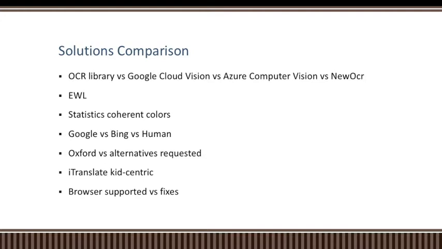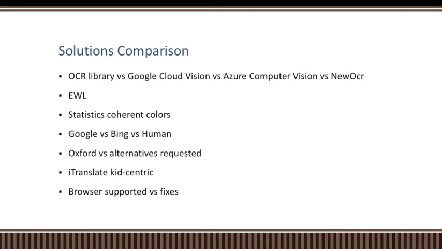And we have the essential word list. This is really the only possible solution for that. The statistics would be to make the colors more coherent. As far as the localization, we have the option to use a Google plugin, a Bing plugin, or have a human do the localization.